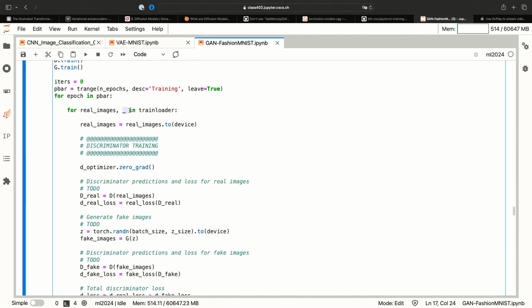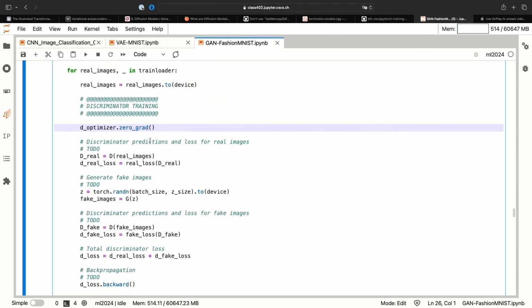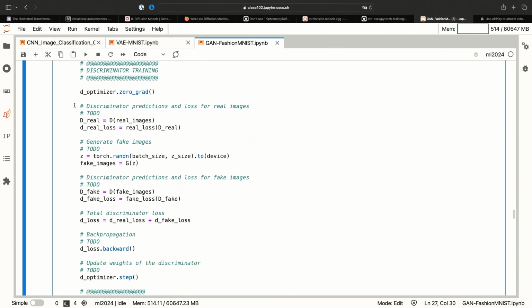So we ignore the label. This is essentially putting the label in this variable that we discard. Then we zero the gradients. So this is the usual thing that you need to remember.